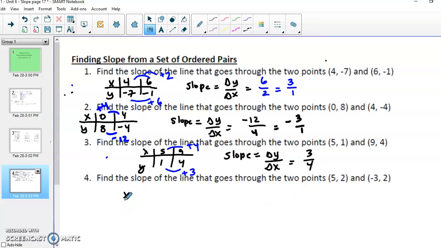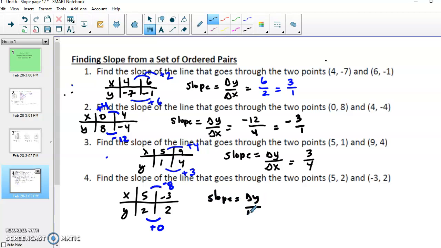Number 4 is a little bit different, so we'll do this one together. I'm going to write my points out again. So change in y from 2 to 2 is actually 0. There's no change. And then this is down 8. Slope equals change in y over change in x. 0 over negative 8. Doesn't matter what your denominator is. 0 divided by anything is 0.